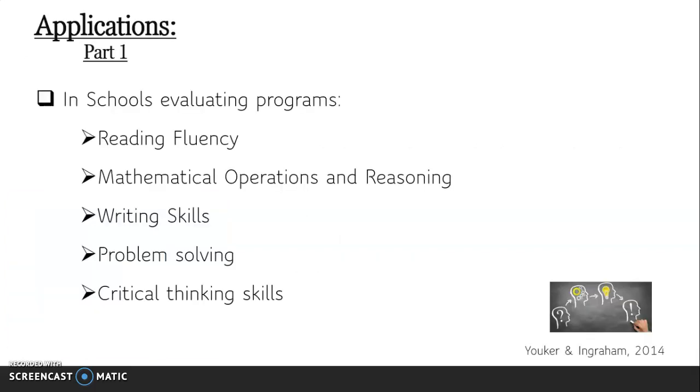Some applications of the model are the following. In school, to evaluate programs targeting prerequisite skills where success may impact more than initial skills, such as reading fluency, mathematical operations and reasoning, writing skills, problem solving, and critical thinking skills.